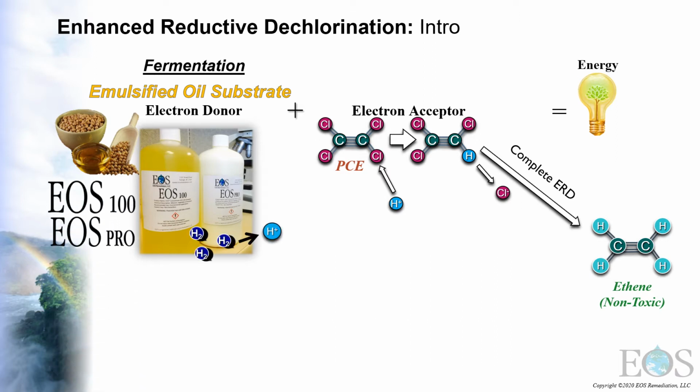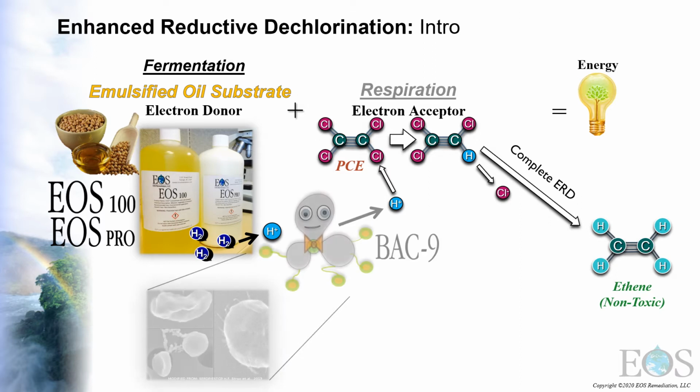The EOS, or the EVO, is fermented into hydrogen. And there are a group of microbial organisms that are responsible for taking that hydrogen and through microbial respiration, exchanging a chlorine with a hydrogen and thus degrading the contaminant. This would continue in a sequential manner, removing a chlorine and replacing it with a hydrogen until you get complete ERD, or enhanced reductive dechlorination, ending in ethene, which is a non-toxic end product.